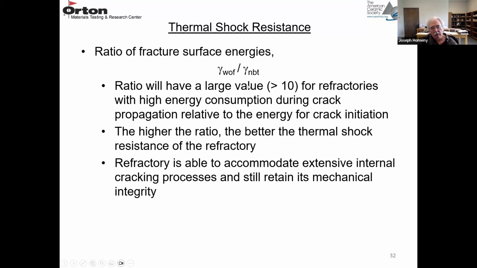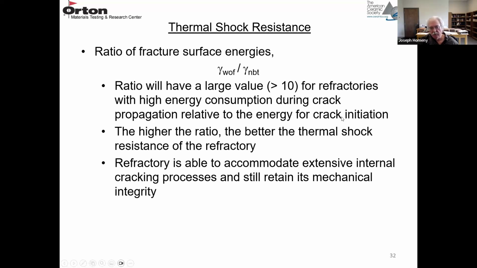So when you design a microstructure to be thermally shock resistant, you want a high ratio gamma WF over gamma NBT. Both of these are easily measured in the lab. So you can make a refractory microstructure and measure the energy required to propagate a crack or initiate a crack. A material that's thermal shock resistant will have a ratio greater than 10. So you have high energy consumption during crack propagation relative to crack initiation.